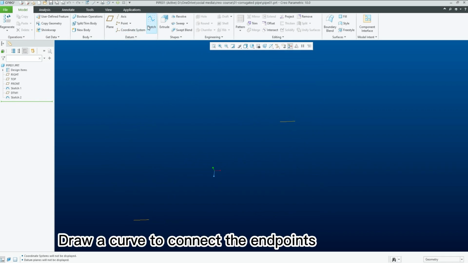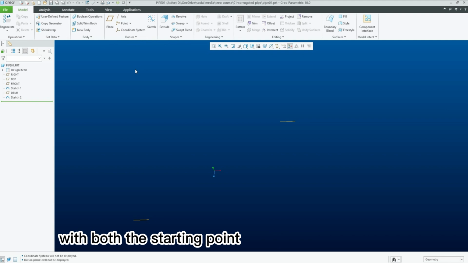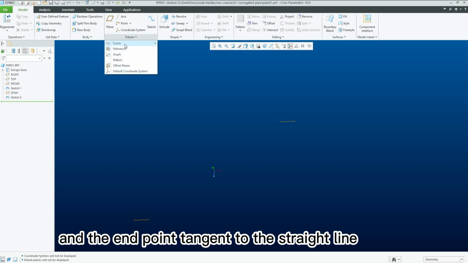Draw a curve to connect the endpoints of the two straight lines, with both the starting point and the endpoint tangent to the straight line.